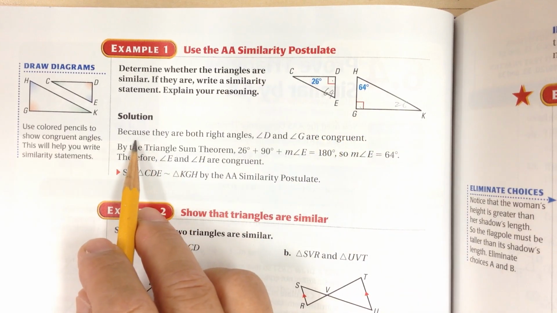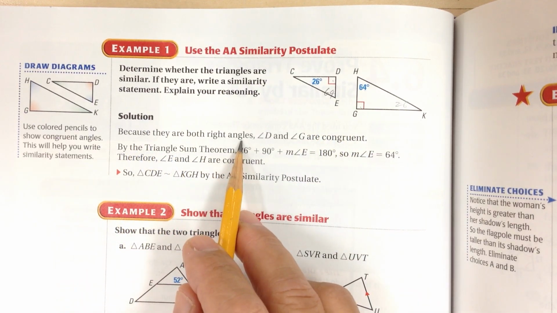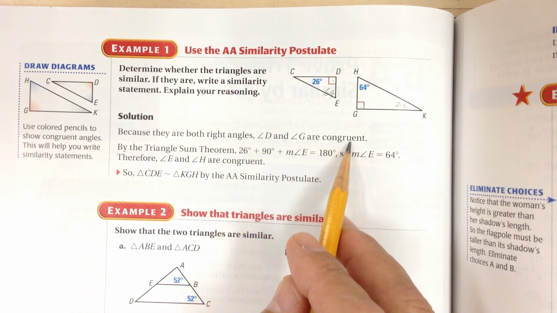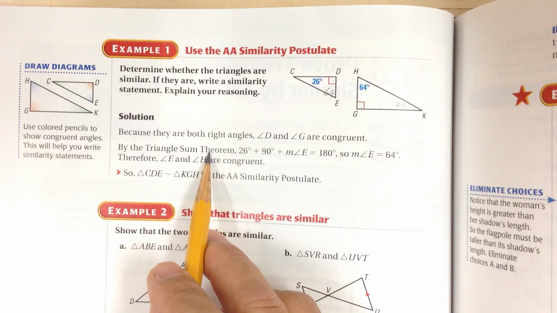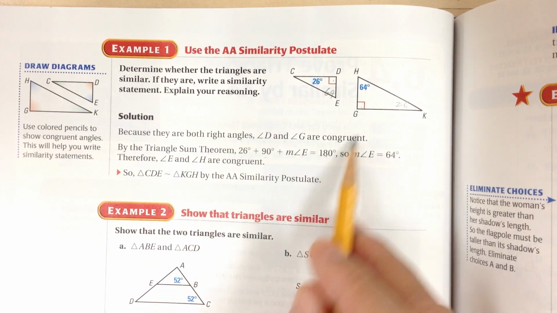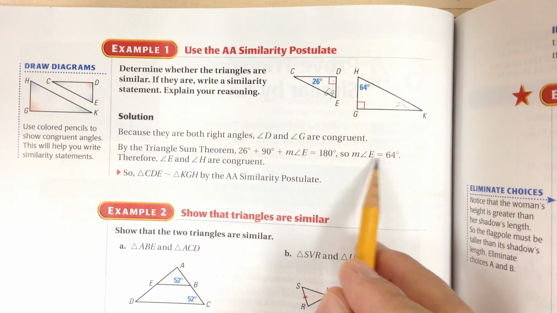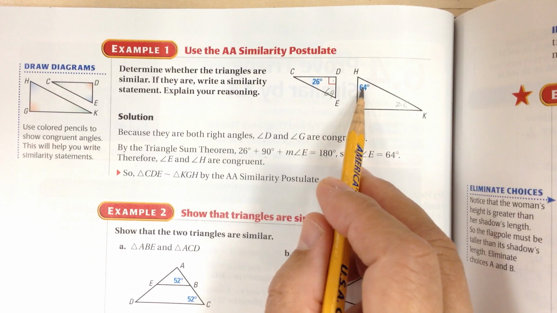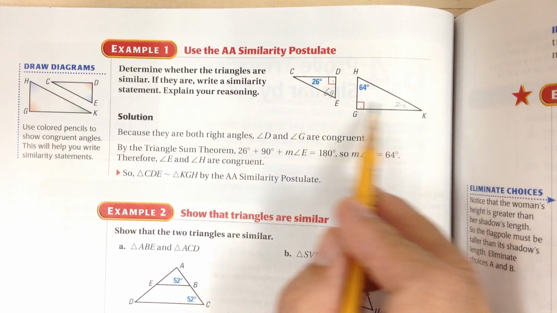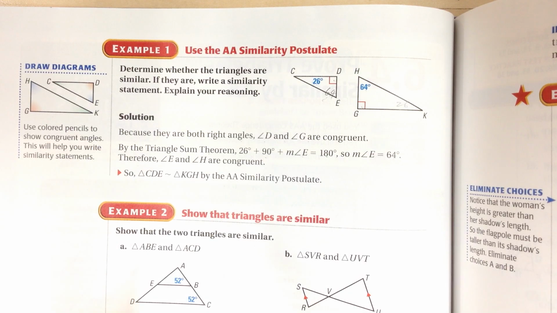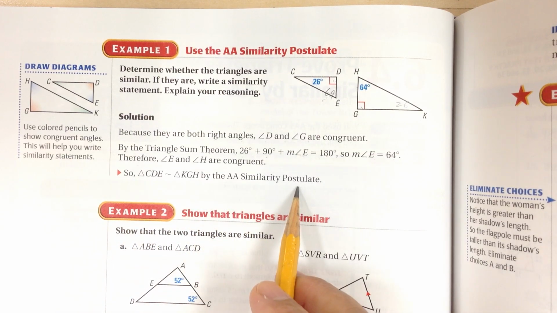Now the solution: because they are both right angles, angle D and angle G are congruent. By the triangle sum theorem, again, three angles have to add up to 180. So by doing that, you can subtract, and you can see that angle E equals 64. And by doing that, you can see these two are congruent. You don't even have to figure out this one, because right now you've got two pairs of congruent angles. So they are similar by the AA similarity postulate.